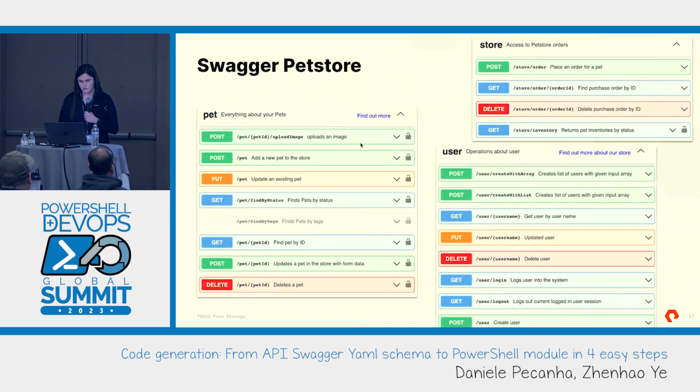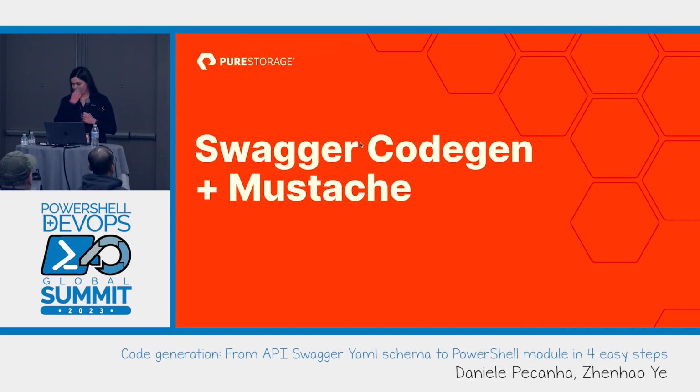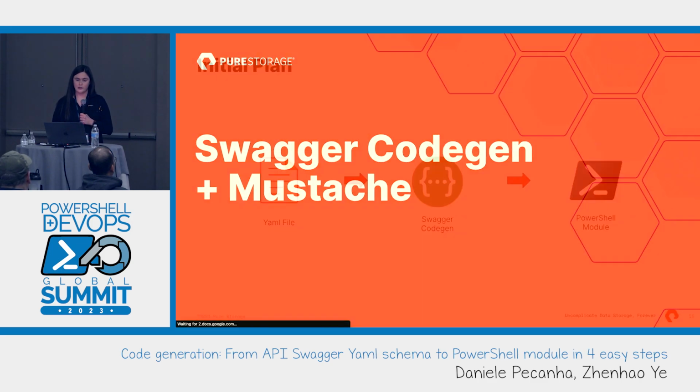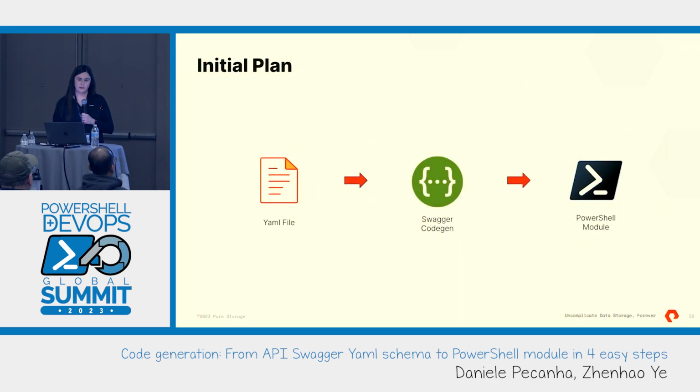OK. Saw that. So let's go to the CodeGen part using Mustache. And so again, initial plan, we had the YAML file. We want to use this Swagger CodeGen, and we want to have a PowerShell module.